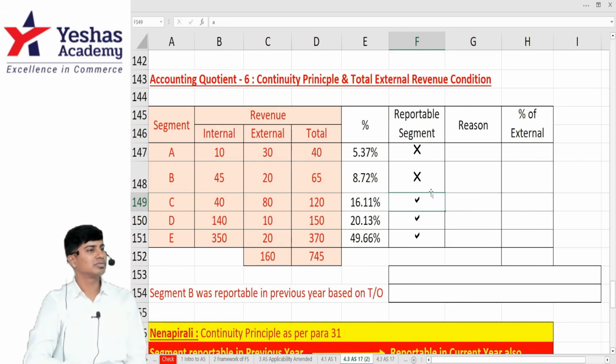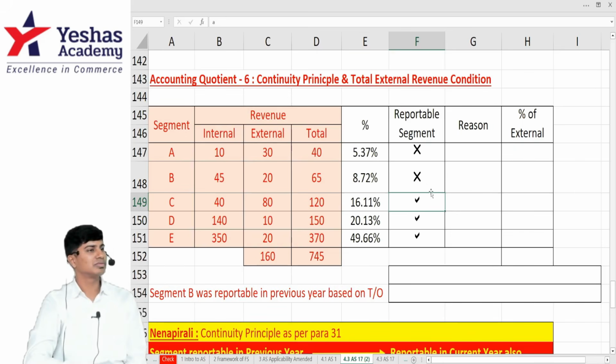Single reportable segment. There are 5-6 segments based on turnover, result, and asset. When you identify, only one segment is becoming reportable. No other segment is even coming to 10%. Then you check the external revenue criteria. Based on external revenue also, only one segment, because that one segment is contributing more than 75% of external revenue. By the continuity principle, last year no other segment was reportable other than this. Even by the continuity principle, no segment is reportable this year. They will say no reportable segment only.